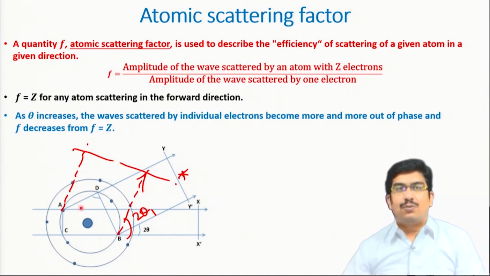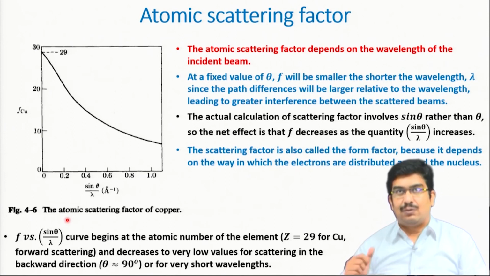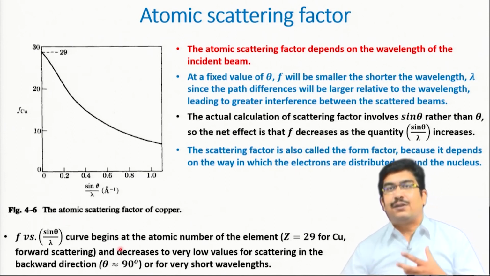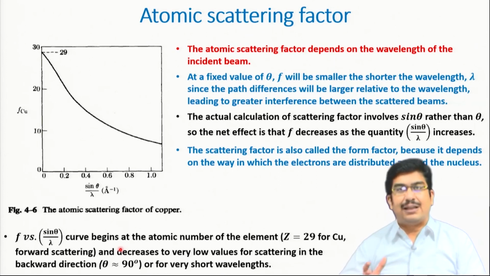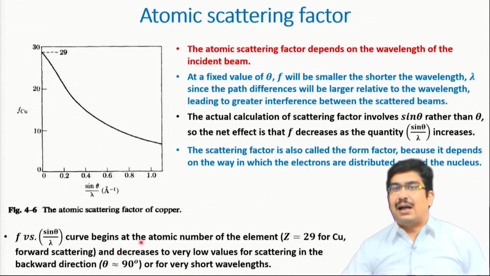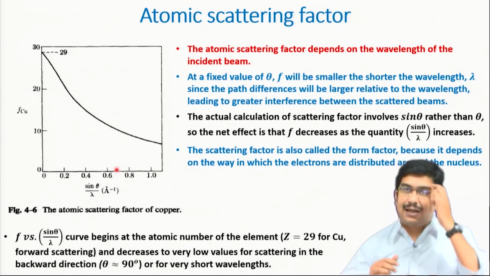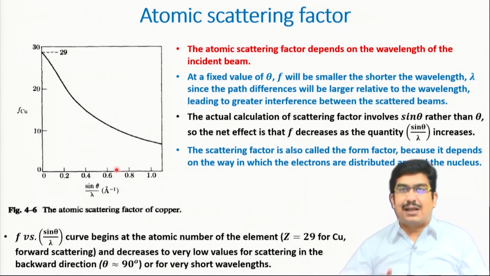Why will this go more and more out of phase? Because as it moves in this direction, the path difference will be larger relative to the wavelength, lambda. That's the only thing that happens, and therefore the atomic scattering factor will reduce. We can also see this from another perspective. The atomic scattering factor will also depend on the wavelength of the X-ray beam. So, number one, it depends on the angle 2 theta that the scattered beam makes with the incident beam.